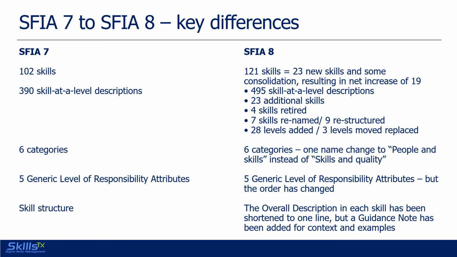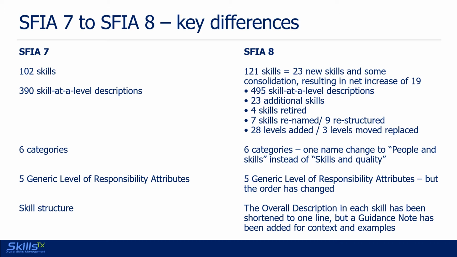For those of you that have used the previous version of SFIA, SFIA version 7, you will notice a few differences between version 7 and version 8. First of all, the total number of skills has gone up from 102 to 121 skills. Now that's a net increase of 19 skills, but that's not the whole story. There's actually 23 new skills within SFIA 8, but there's also been some consolidation amongst the old skills, so that ends up in that net increase of 19.